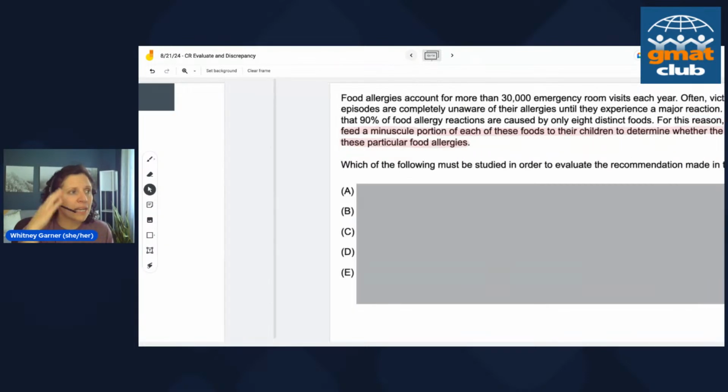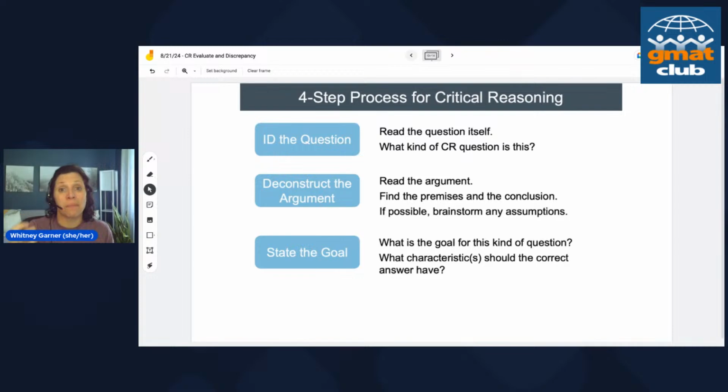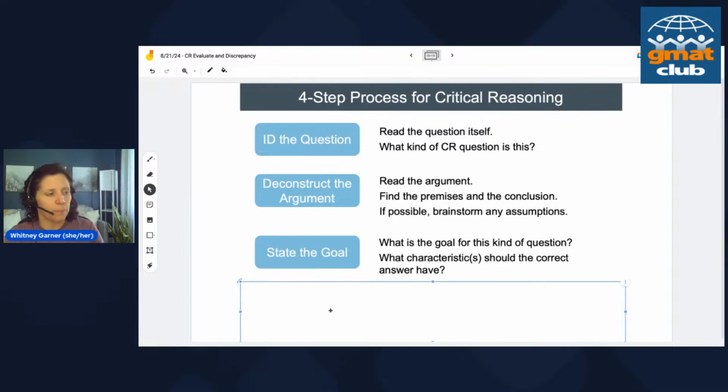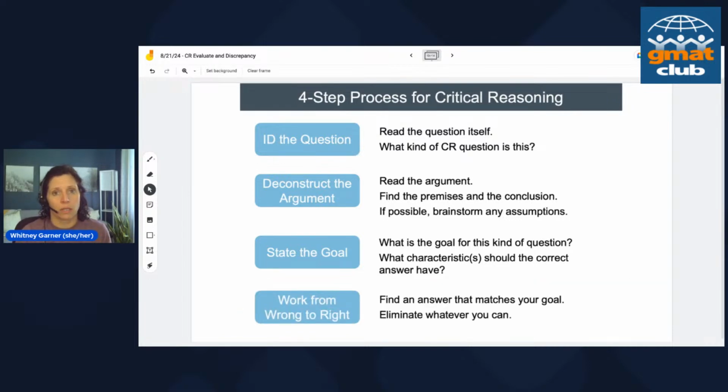So once I at least have a clear picture of what I'm even meant to do and evaluate, even if I don't have any brainstormed ideas, which is fine, my final step is to then move through the answer choices. I'm going to write A, B, C, D, E on my paper.